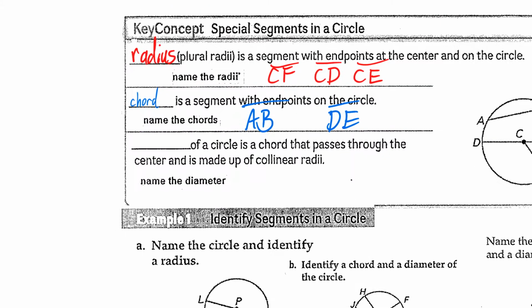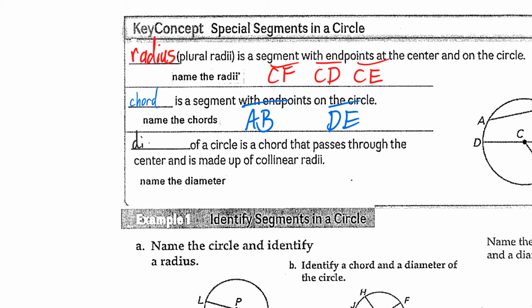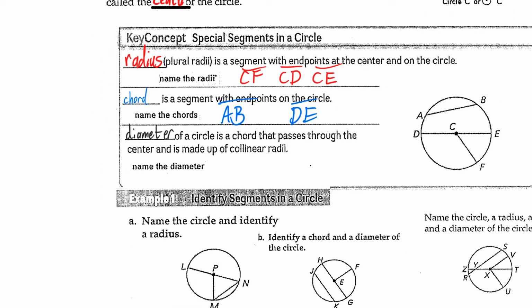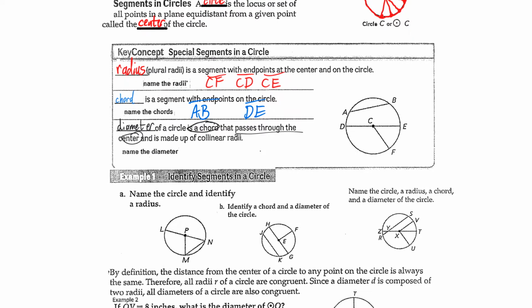Then the last one here is the blank of a circle is a chord that passes through the center. Okay, this is the diameter. So I want you to notice that a diameter is actually a chord. A diameter is a chord. It's just a specific type of chord. But what makes it a diameter? It goes through the center. It's got to pass through the center of the circle. Okay? So there's only one diameter that's drawn here. What is it? DE. So you'll notice DE's on both of these because DE is a chord. It's a specific type of chord, a diameter.